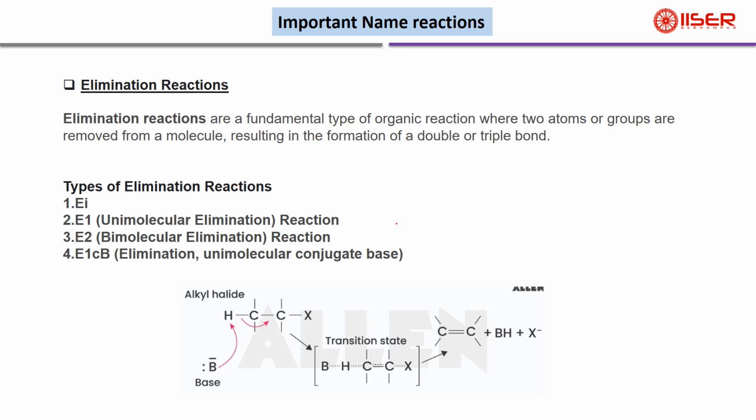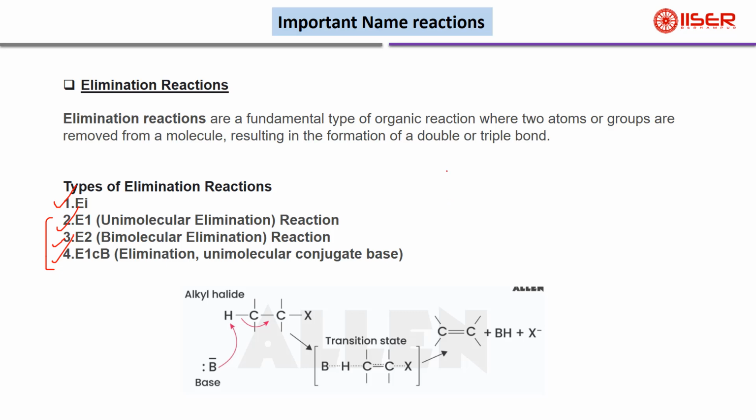Next is the next way to form a double bond, which is elimination reactions. Elimination reactions are a fundamental type of organic reaction where two groups are removed from a molecule, resulting in formation of a double bond. There are different types of elimination reaction: E1, E2 and E1CB. These may have been studied in your graduation, and are much explored there, so I'll just give a short overview.